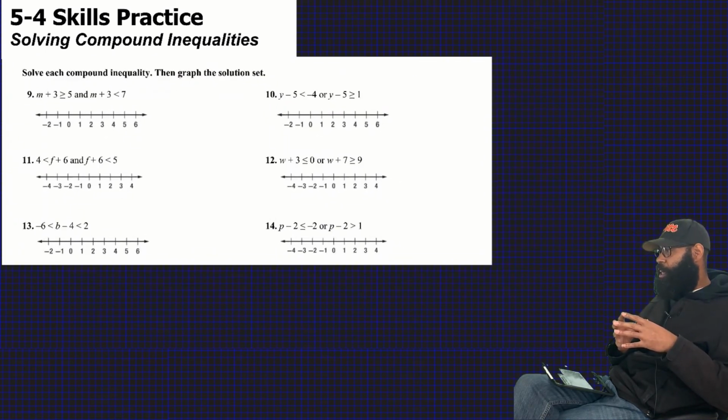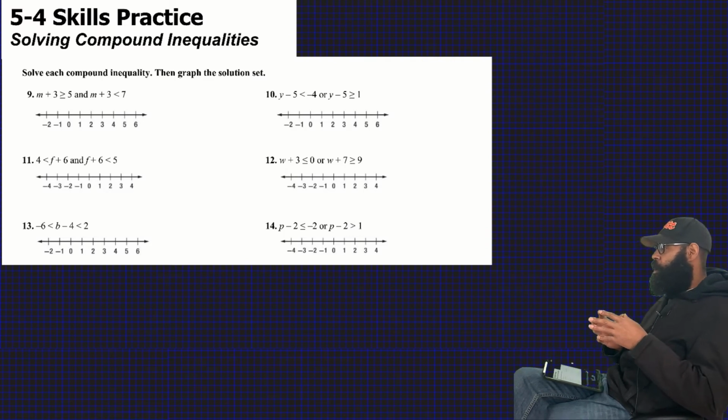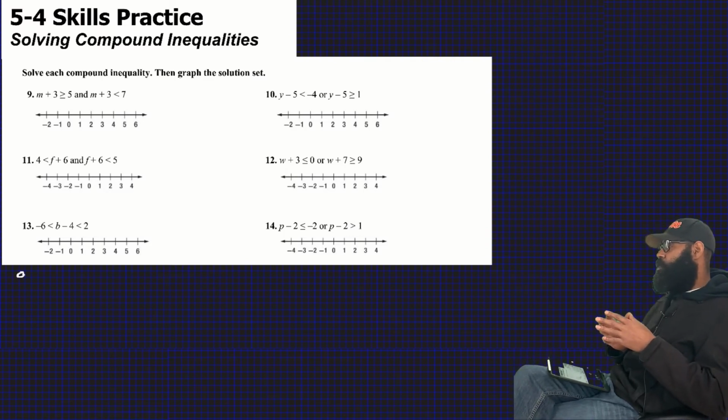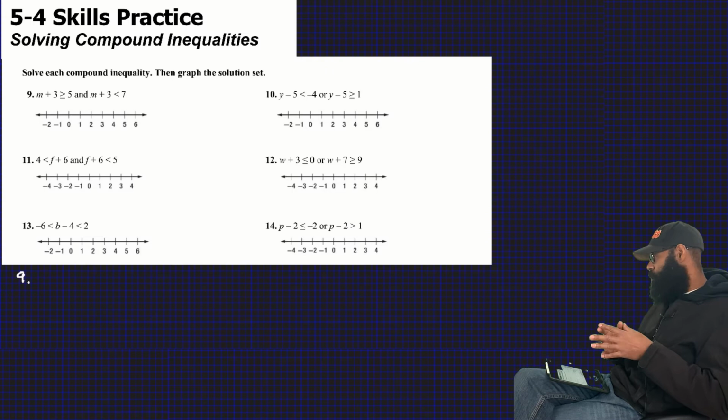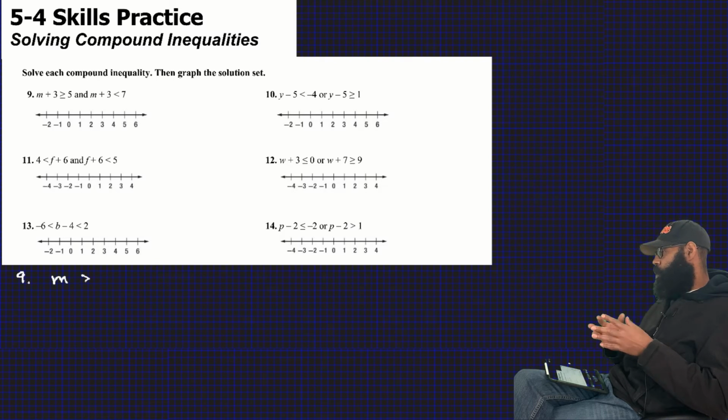Getting right back at it again, except this time they actually are causing a little bit of work. One step. So, number 9, m plus 3 is greater than or equal to 5, and m plus 3 is less than 7. So, where do we start? We start with where it begins.